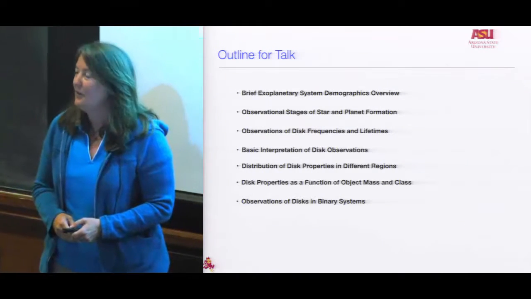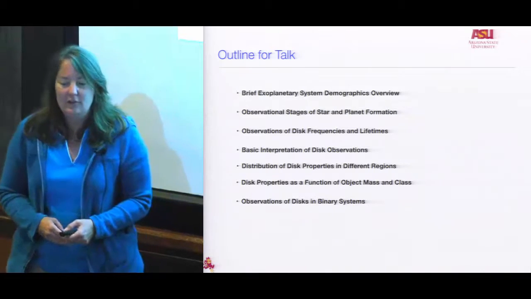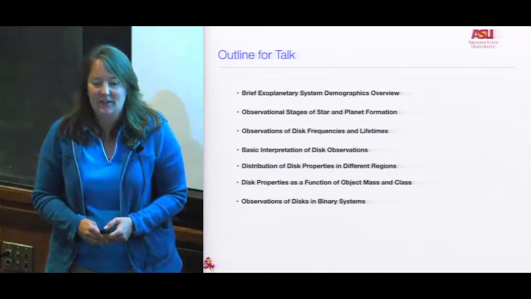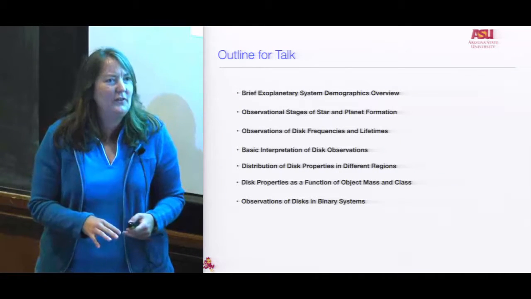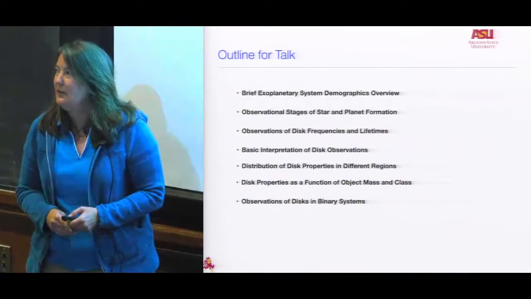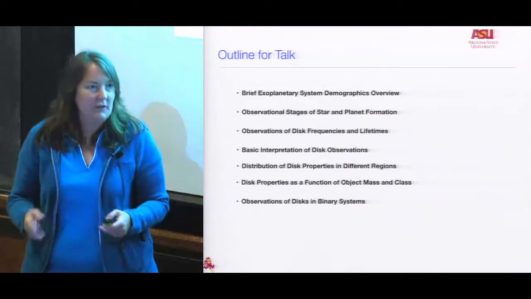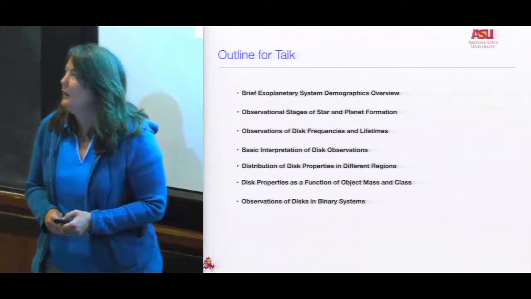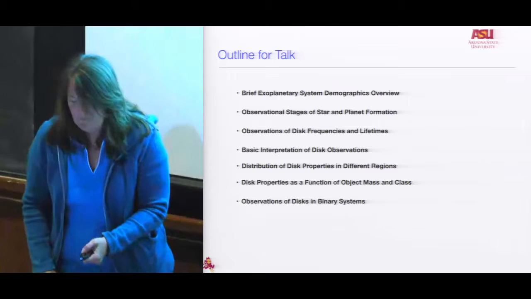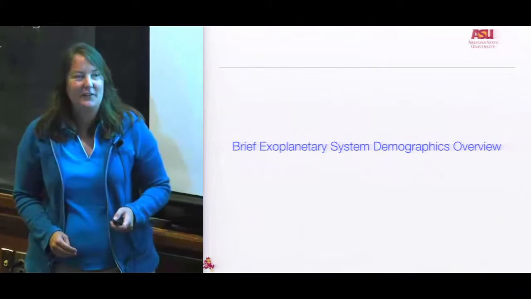What sort of lifetimes do those disks have? That's an important parameter for planet formation. And then understand how we go about interpreting the observations that are made of disks. And then, thinking about demographics of disks as well, what are the properties of disks in different regions, around objects of different mass and objects of different evolutionary stages, and then another common type of star system, binary systems.